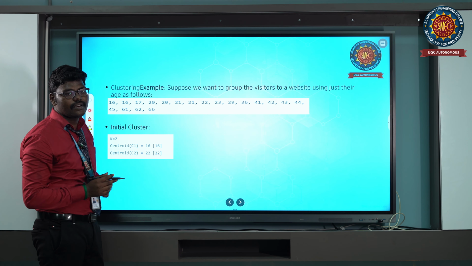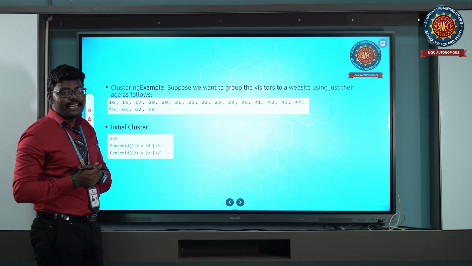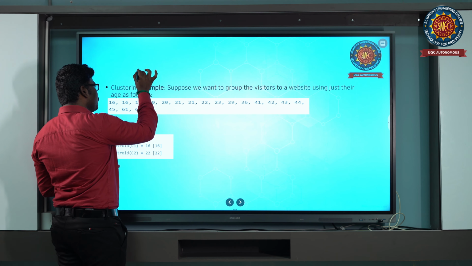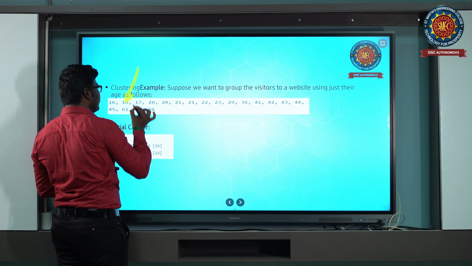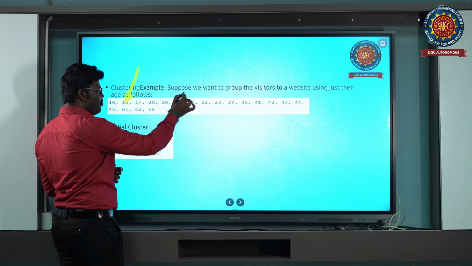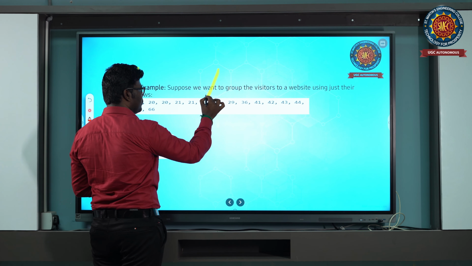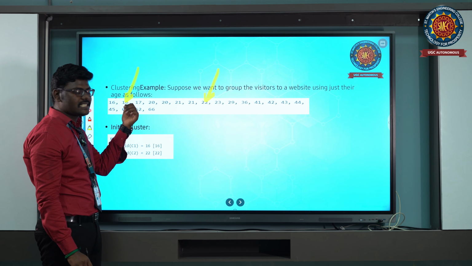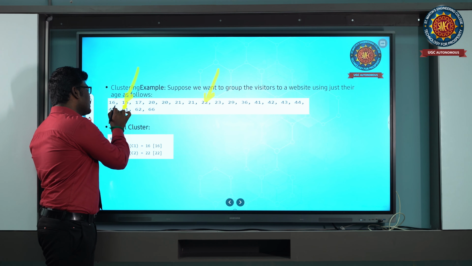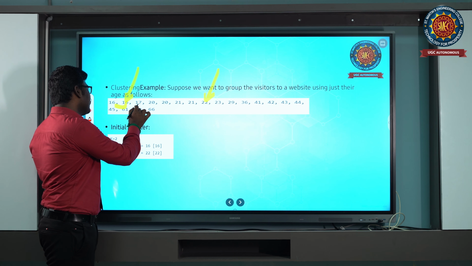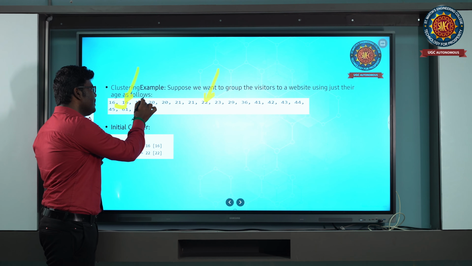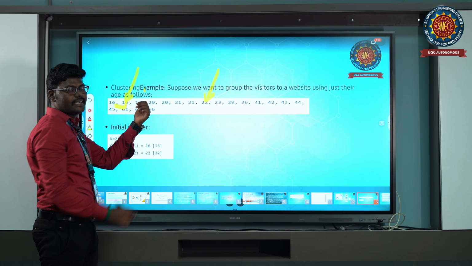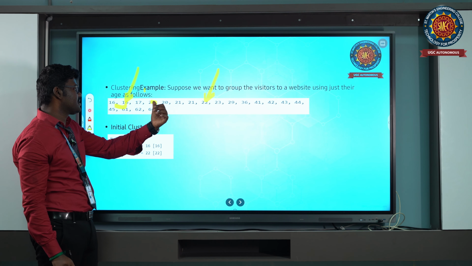What is the next step? We can calculate the distance, right? So I will choose two random centroid points, 16 and 22. Now we can calculate distance. 16 is closest to 17, and then we have some distance from 17 to 20, right?